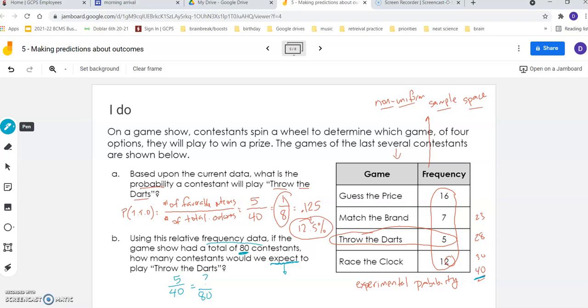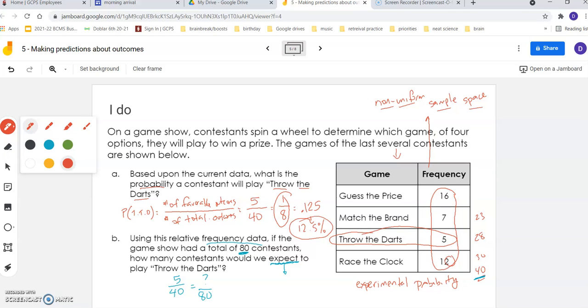And any ratio strategy we care to use would help us figure out how many out of 80 we would expect if we know that 5 out of 40 end up playing it. So I'm going to use the proportion strategy, but we also learned a table strategy, a double number line strategy, a coordinate plane strategy, tape diagram strategy, maybe even some others. I'm going to apply the proportion strategy.